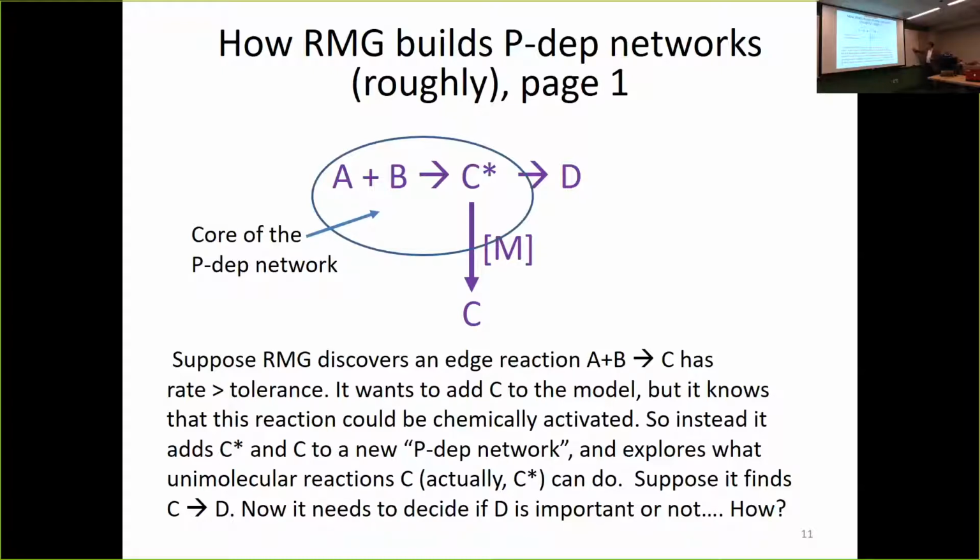And there might be other ones. For example, X plus Y might be able to react and make Q star, and they'll have their own little core and their own little edge of that PDEP network. And so RMG does the bookkeeping to keep track of the overall core and then these little sub-networks for each different PDEP.